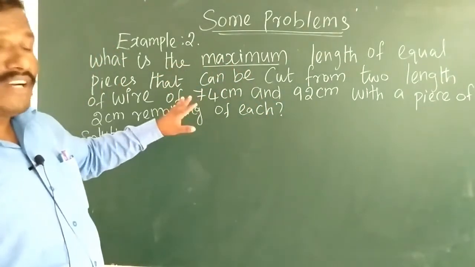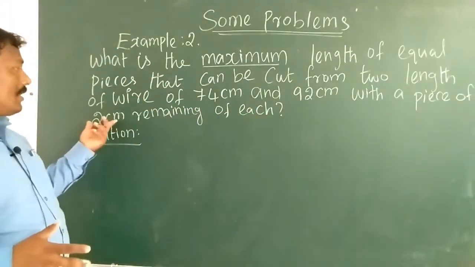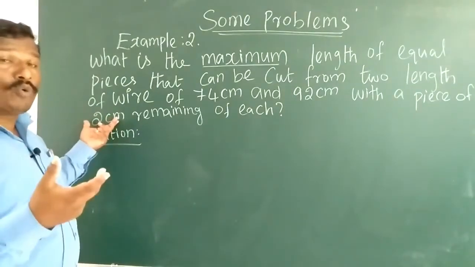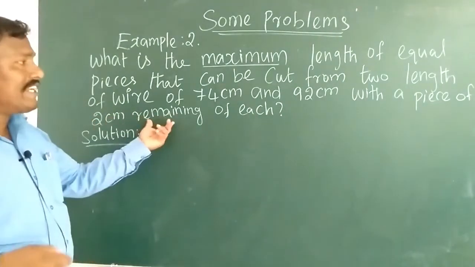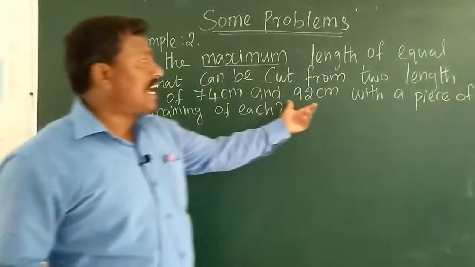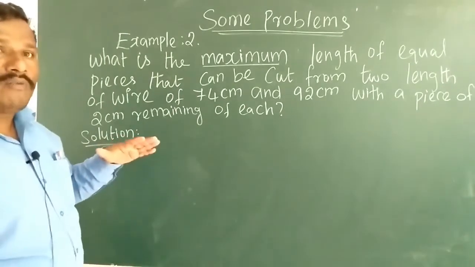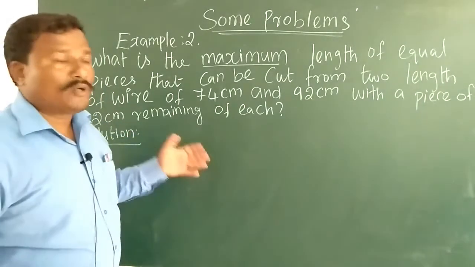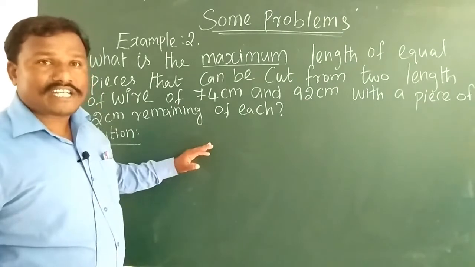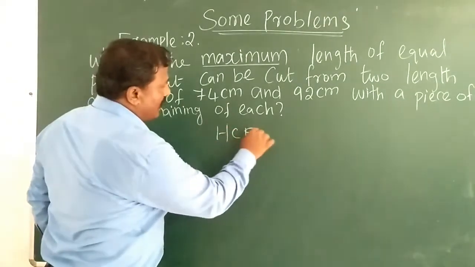But in that wire they have some extra pieces, meaning remaining. Each piece has 2 centimeter extra: 74 centimeter also has 2 centimeter extra and 92 centimeter also has 2 centimeter extra. So what are we going to do in this sum? I told you it's the highest common factor, HCF. So we have to do HCF.